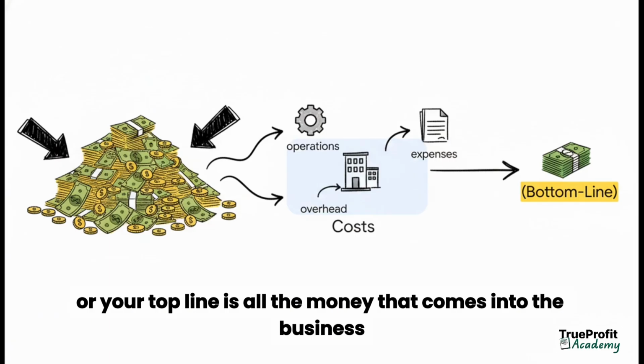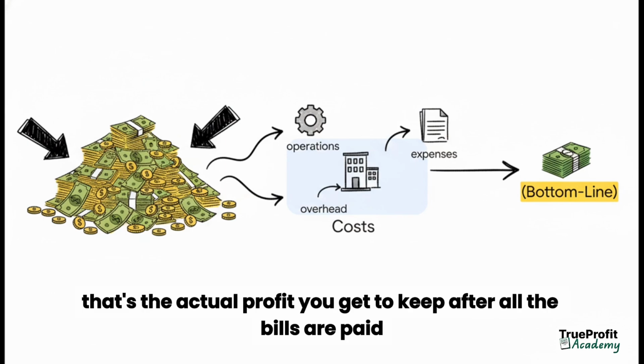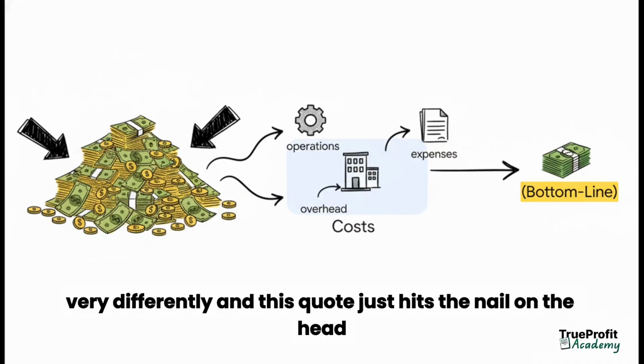Your revenue, or your top line, is all the money that comes into the business. It's that big, exciting sales number. But your income, your bottom line, that's the actual profit you get to keep after all the bills are paid. And here's the thing, churn affects these two numbers very, very differently.